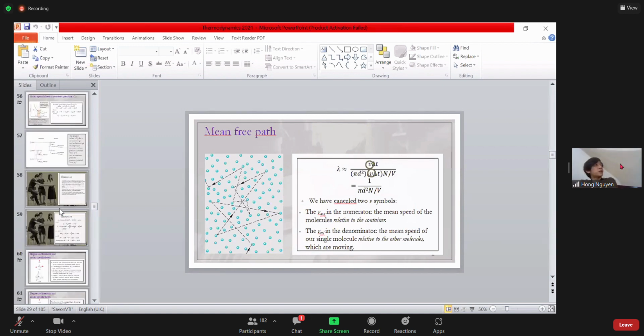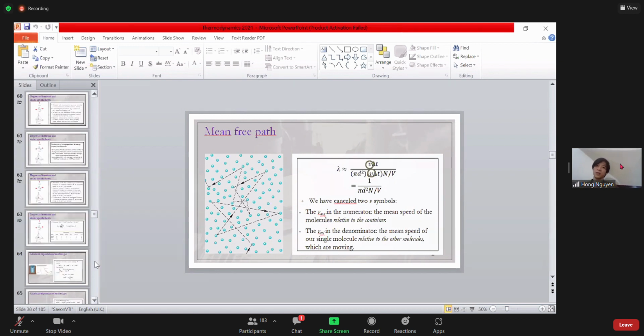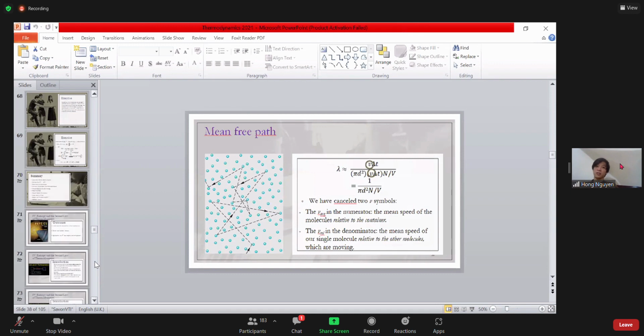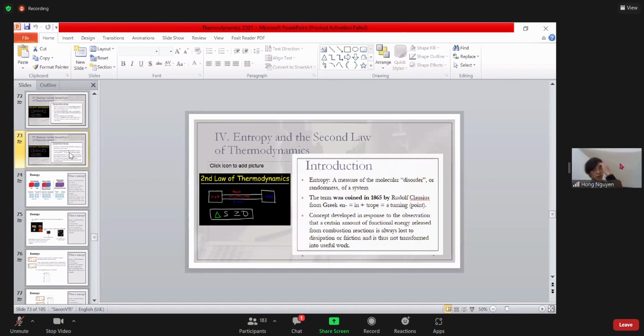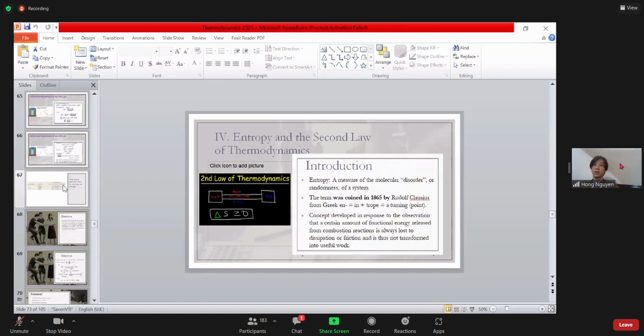So I hope that you remember the basic things. For example, the expression of the first law, the four special cases of the first law, or the way we use the kinetic theory of gases, especially the ideal gas law. Also, some gas constants. I think you will refine it during the midterm exam and also the final exam. So today, what we will study is the last part of thermodynamics, the entropy and the second law of thermodynamics.